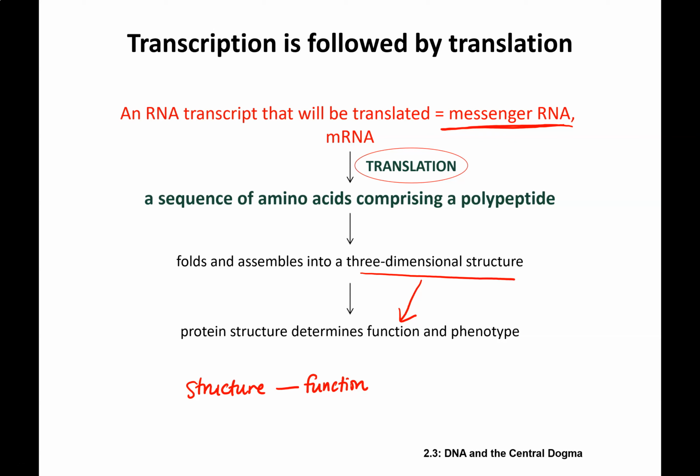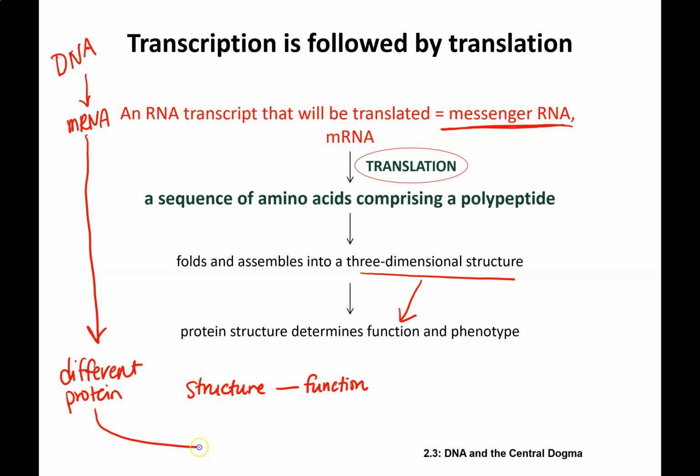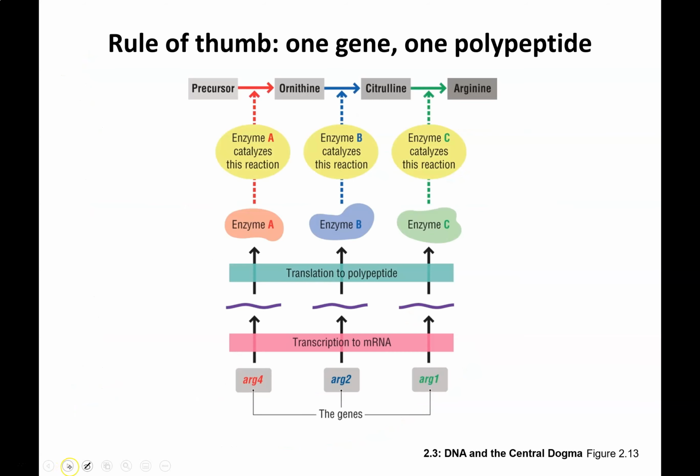If we have a change way back in our DNA that produces an incorrect or different messenger RNA, we're going to get a different functioning protein. That protein might have limited function, it might have no function at all. And when we have a different protein, we can end up with different phenotypes. As a general rule of thumb, each individual gene is going to encode one polypeptide, or one amino acid chain, and therefore one protein.